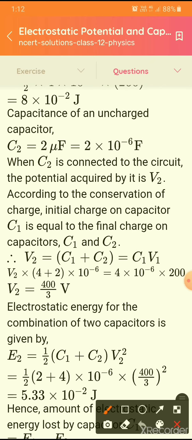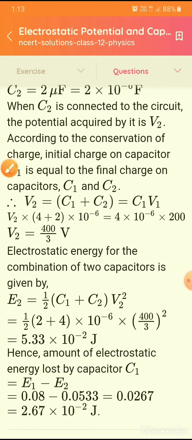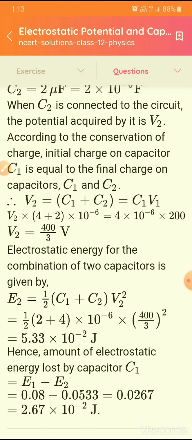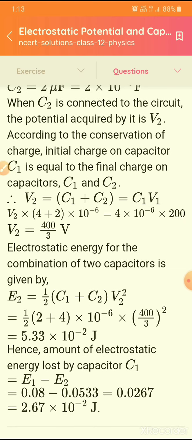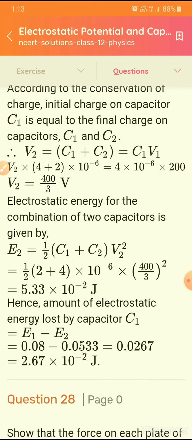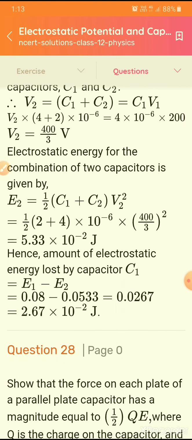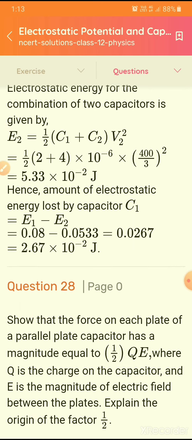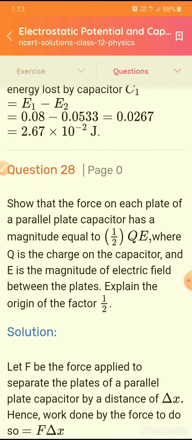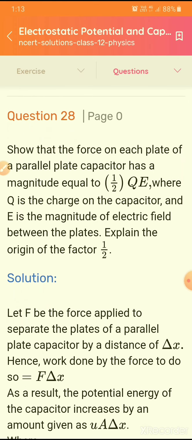E1 is found as 8 into 10 to the power of minus 2 joules, and E2 can be found as 5.33 into 10 to the power of minus 2 joules. Simplifying, you will get the answer as 2.67 into 10 to the power of minus 2 joules. So this is the amount of electrostatic energy lost by the capacitor C1. So we have found the answer for question number 27. Now we can go for question number 28.